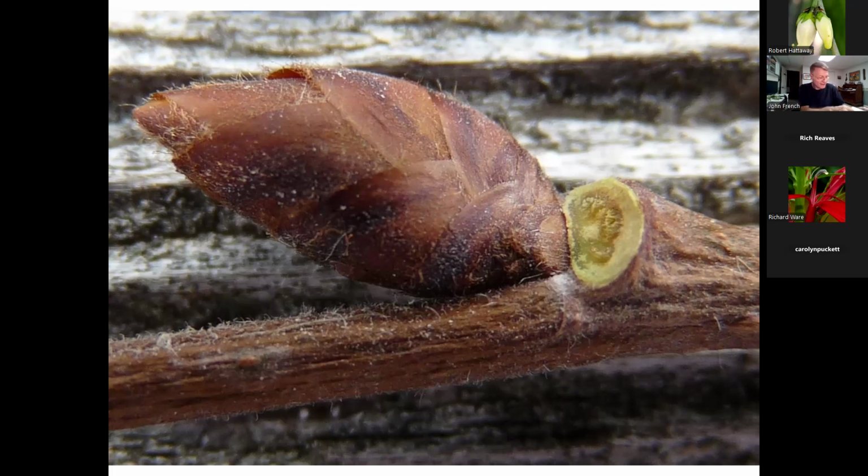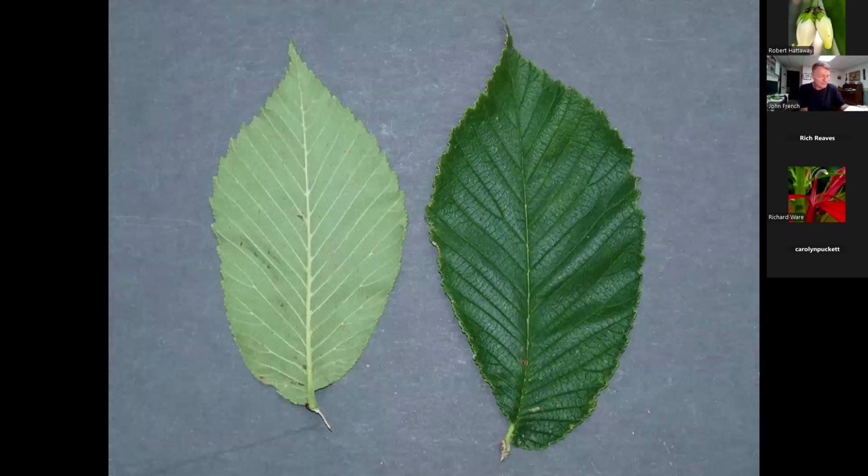Margin of teeth with leaves bristle tipped. That's Castanea, which is chestnut. Margin of teeth of leaves not bristle tipped. They're not bristle tipped, are they? No bristle tips. Sharp, but not bristle tipped. There's no hair-like thing at the end of the tooth. I lost my place again.